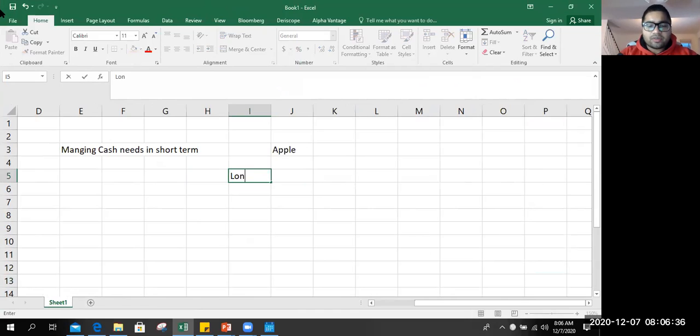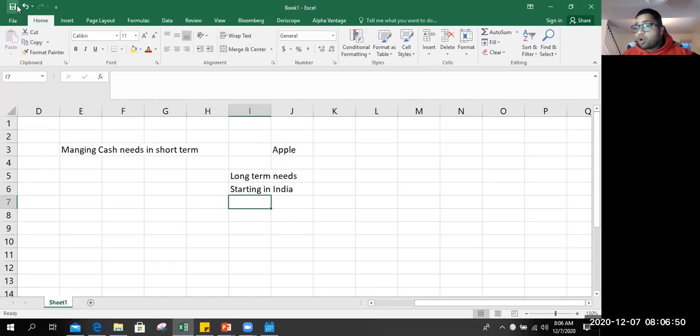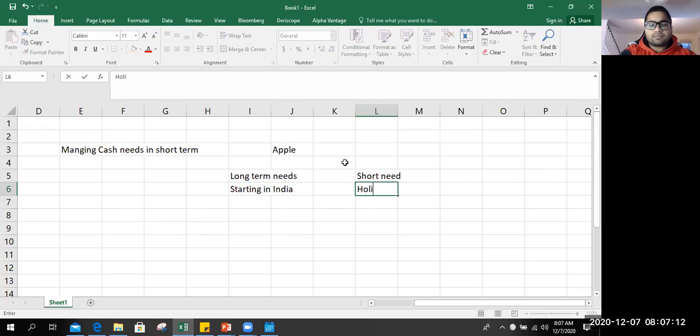It has long-term needs. Long-term needs could be, let's say, starting a new factory in India. It is moving its factory from China to India. So that could be its long-term financing need because the project will take a bit of time, right? A short-term financing need would be, it has launched a lot of products this time and the holiday season is coming, so having enough inventory for that holiday season. So that is a short-term need. Holiday season, inventory.